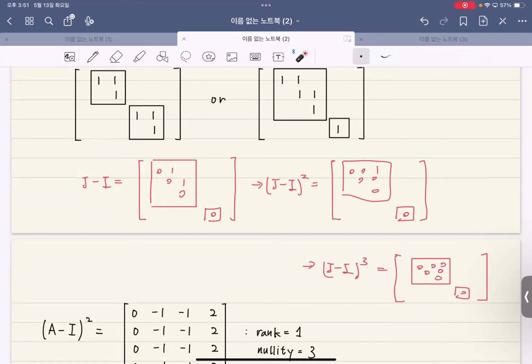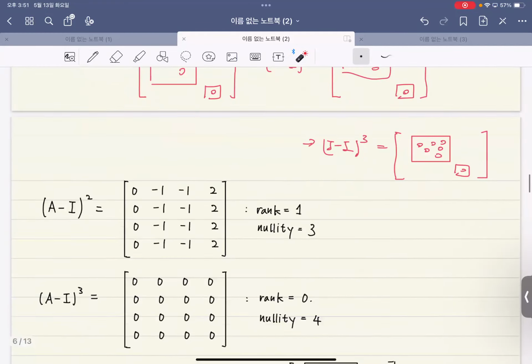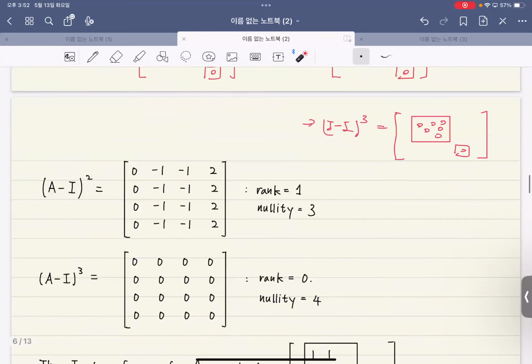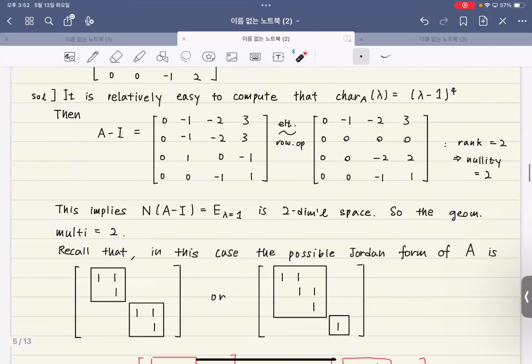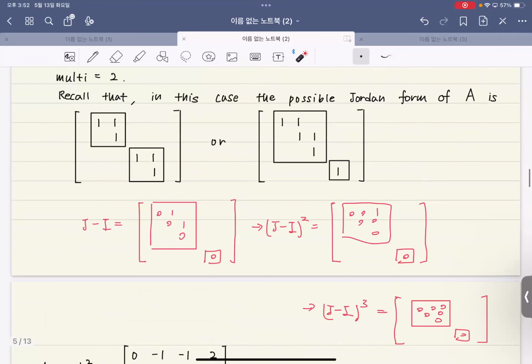And let me compute the nullity of each of these matrices. Nullity is 2, 3, and 4, which is precisely the case of this, right? Because the nullity of each of these matrices matches the nullity of the matrices A minus 1, A minus 1 to the square, A minus 1 to the third. Therefore, because of this reason, this guy must be the Jordan form of the matrix A. This is how you determine the Jordan form of any given square matrix. Okay?